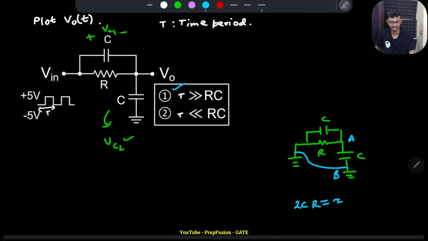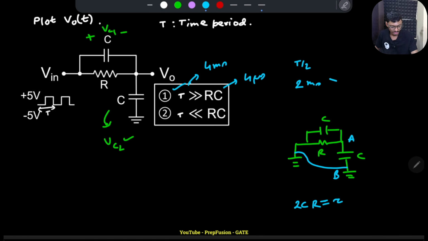Now in this situation, they're telling you that your time period is much greater than RC. So let's assume one thing, right? Time period is, let's assume, 4 millisecond and your RC is 4 microsecond. So if the time period is 4 millisecond, I want to do one more comparison: 2 millisecond. What is 2 millisecond? 2 millisecond is capital T by 2. Why? I will explain in a bit.